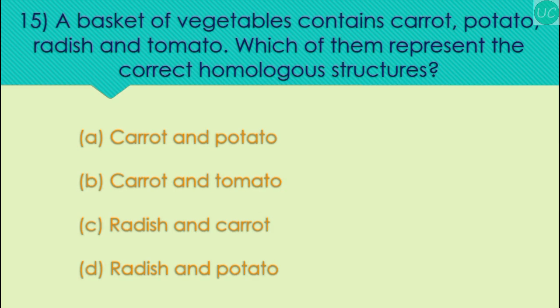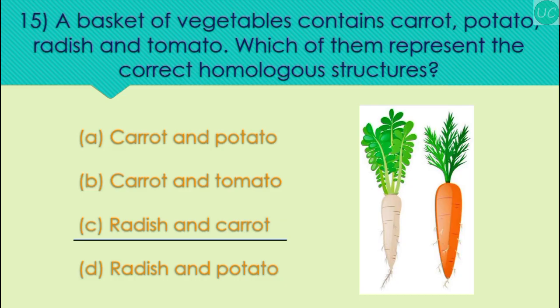Okay, our next question. A basket of vegetables contain carrot, potato, radish and tomato. Which of them represent the correct homologous structures? So the correct option over here is radish and carrot. So this is just an example to understand. If you consider these two options with potato or tomato, they have a different phenotype, and carrot and radish look similar. So this is just an example to show what a homologous structure or an allele looks like. Okay, so the correct option over here is radish and carrot.